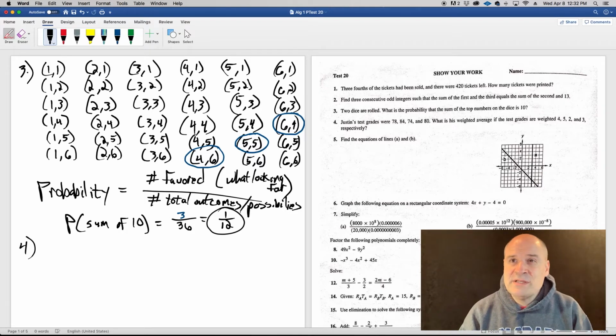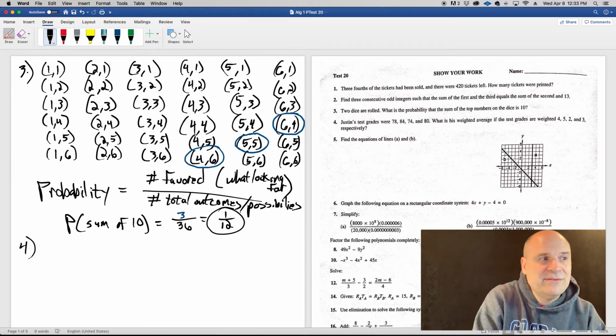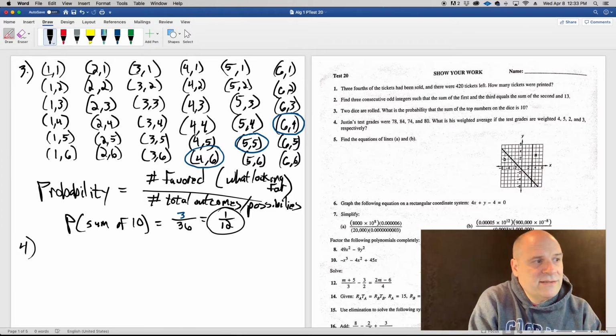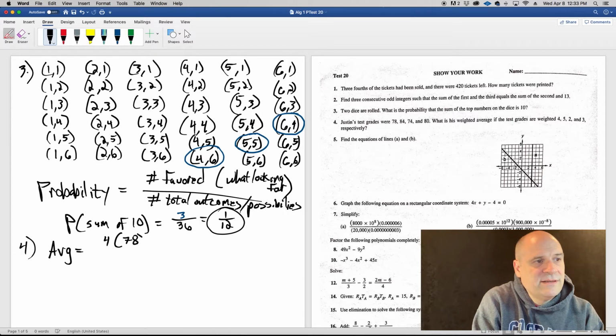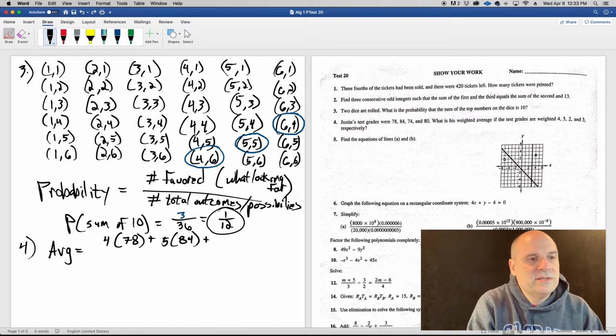So basically that means we're going to count that first test score 4 times, we're going to count the second test score 5 times, and so on. So we're going to count 4 78s. Okay, so I'm going to say average equals 4 78s plus 5 84s plus 2 74s plus 3 80s.